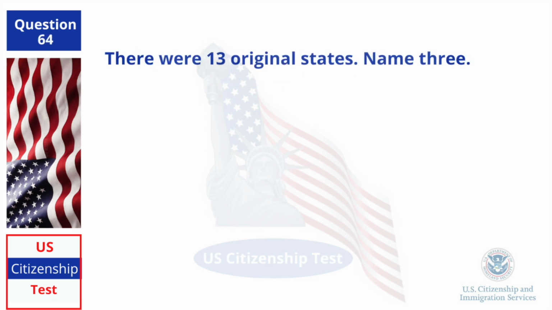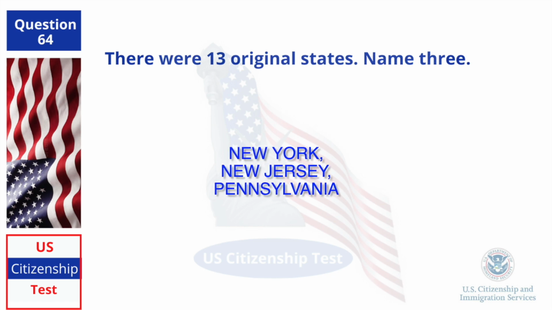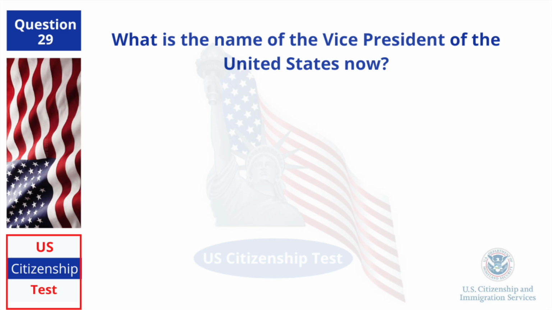There were 13 original states. Name 3. New York, New Jersey, Pennsylvania. What is the name of the Vice President of the United States now? Kamala Harris.